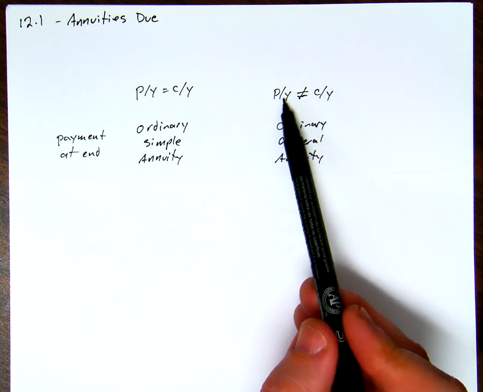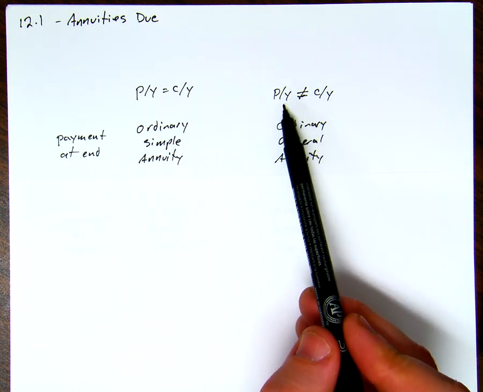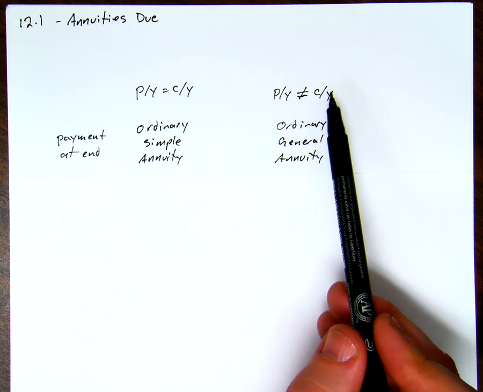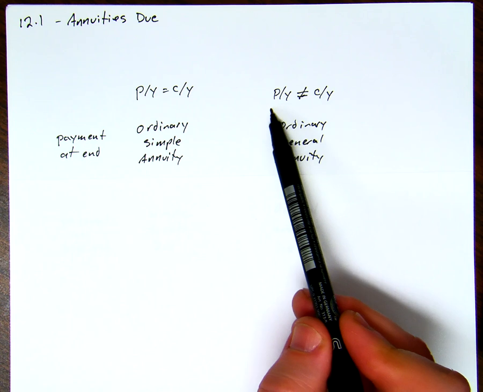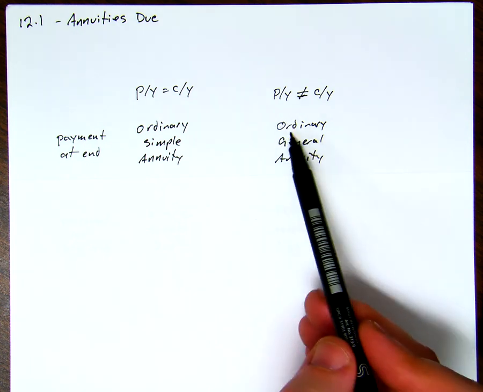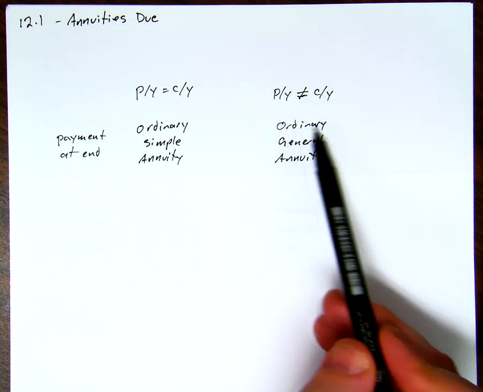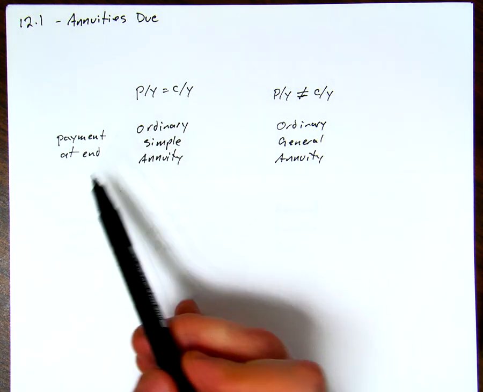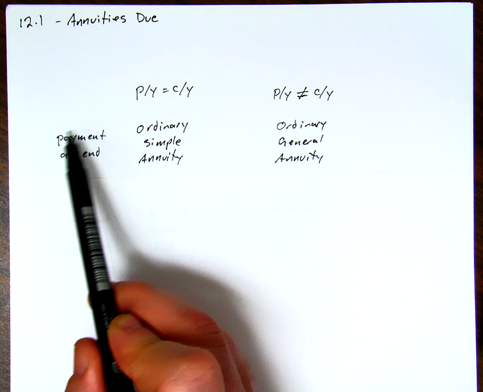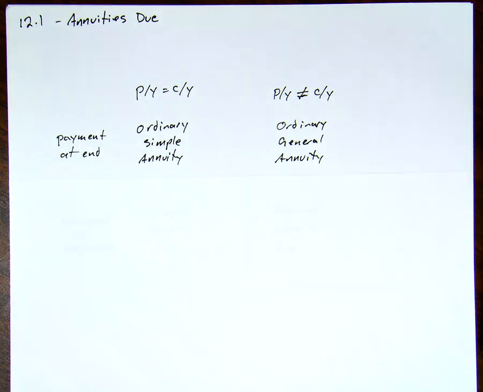We have annuities where the payment frequency and the compounding frequency are different. So this could be semi-annual compounding with monthly payments. So you have an ordinary general annuity, and we're going to do another twist: all of these were payments at the end of the period.